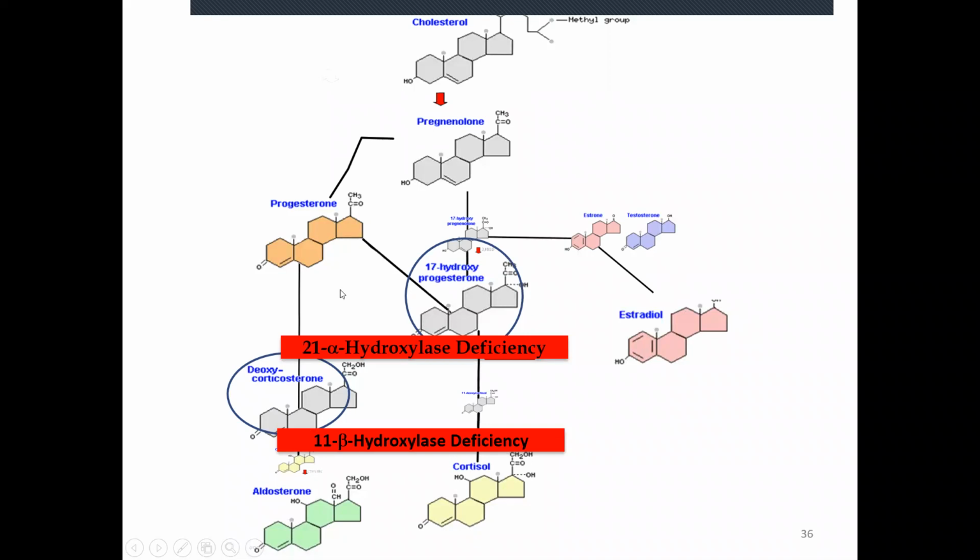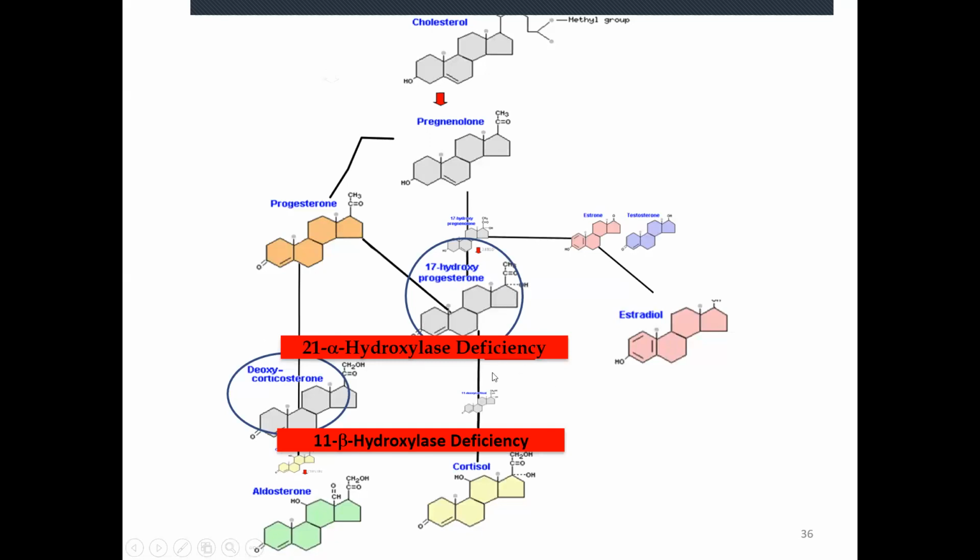The first one is 21-alpha hydroxylase deficiency, which will block the process at this level. Now, in both of these disorders, you're going to have high levels of estrogen and high levels of androgens, which is testosterone. In both of these disorders, the key thing that separates them is these molecules over here.